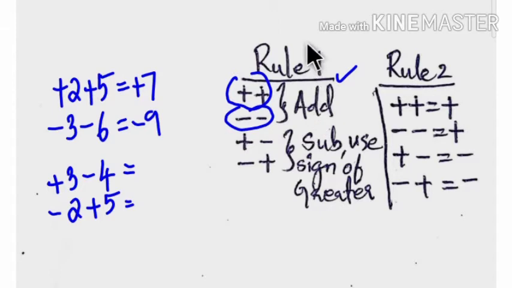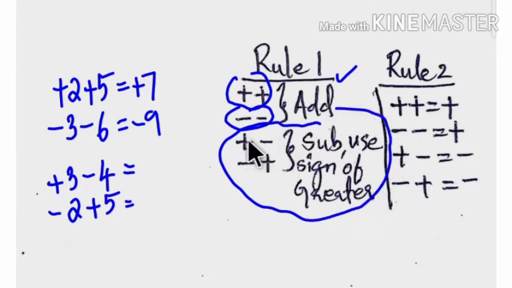Now you can see, this is the second part of the first rule. Here you can see if the signs are different, we should subtract the numbers and use the sign of greater number. For example, in the third question, the signs are different. For the first number 3, the sign is positive. In the second number 4, the sign is negative. So this is the condition: positive for the first number, negative for the second number. If the signs are different, we should subtract the numbers and use the sign of greater number.